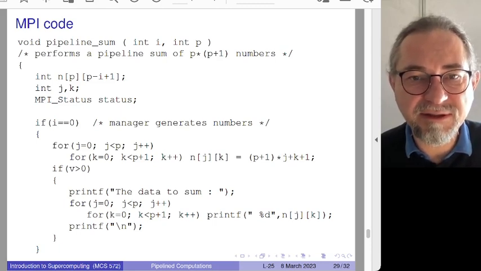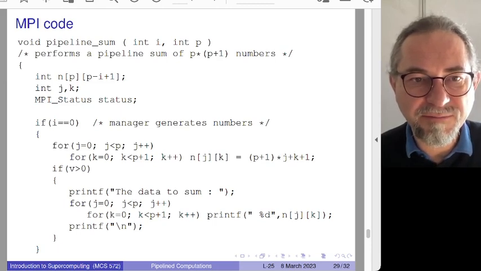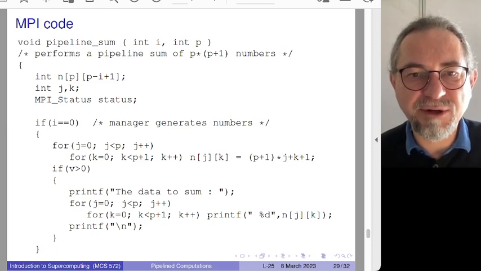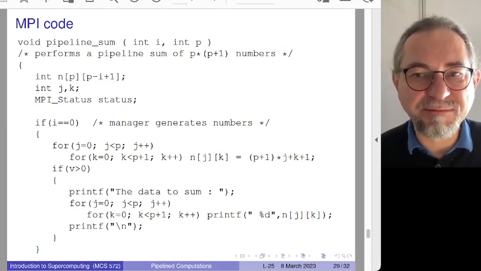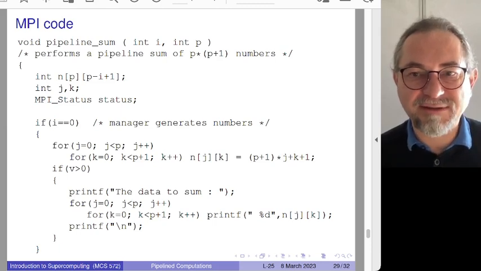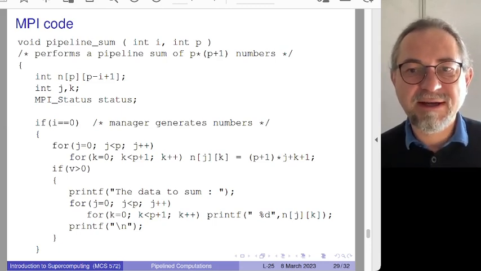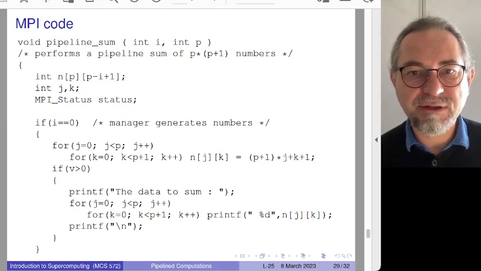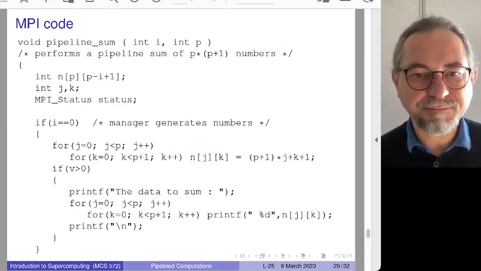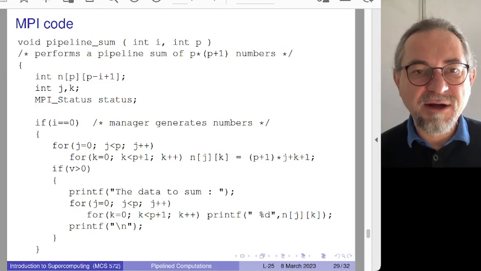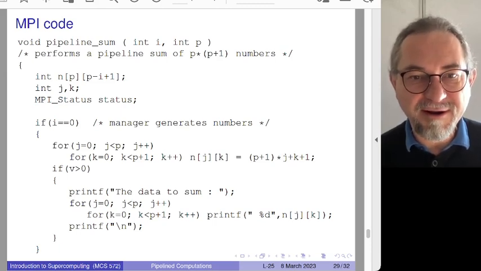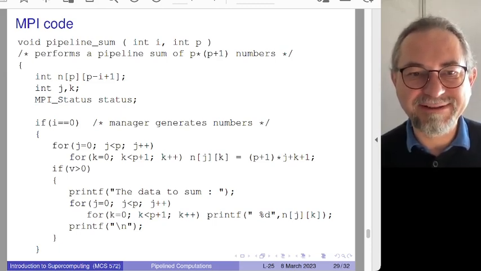Everything is done in one function, the pipeline sum. Here it's executed, so P is the number of processors. In the example I had 5 processors and 30 numbers, so 5 times 6. We have the identification number I, so I equals 0.